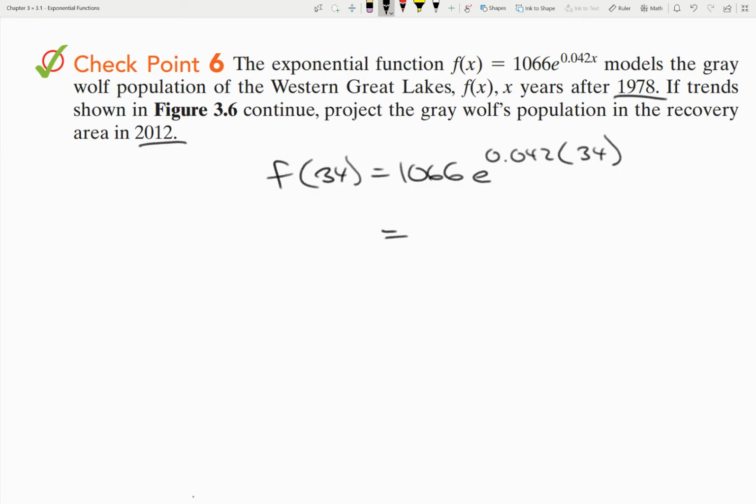We can round this up, 4,446.0.6, so we can round that up. Okay.